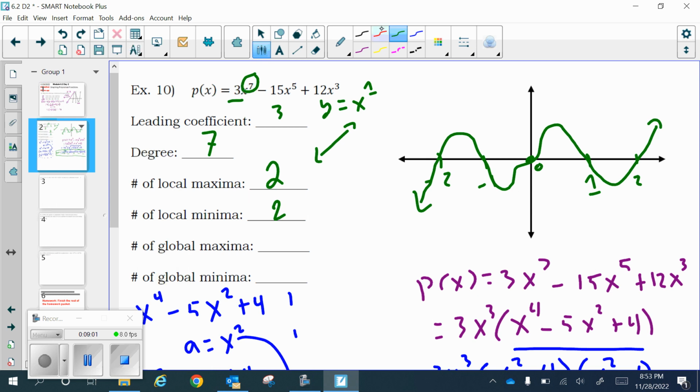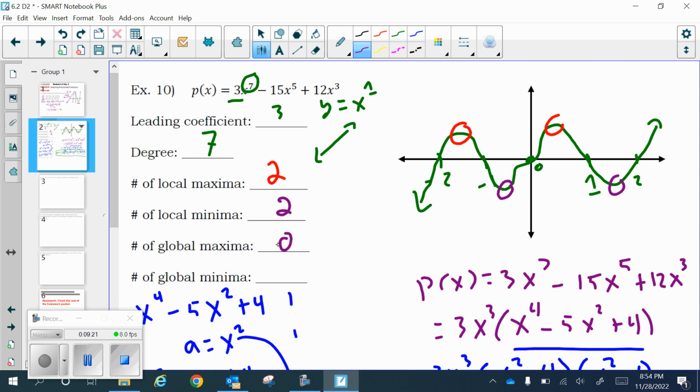So my local maximums are right here and here. Let me go ahead and write that in red as well. That's 2. And then for the local minimums, that's going to be the ones right here and right here. So I have 2 local minimums.